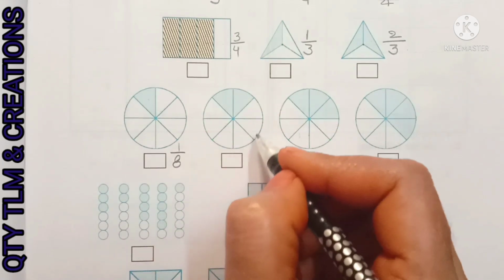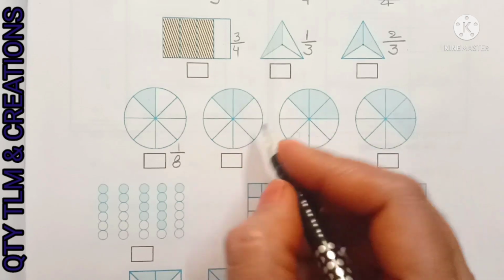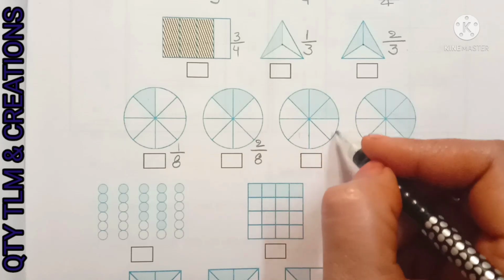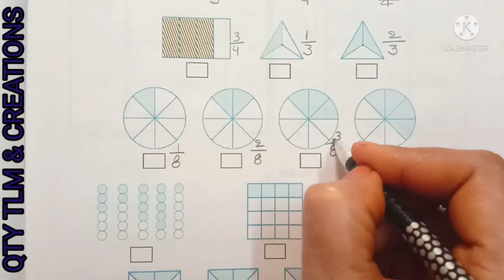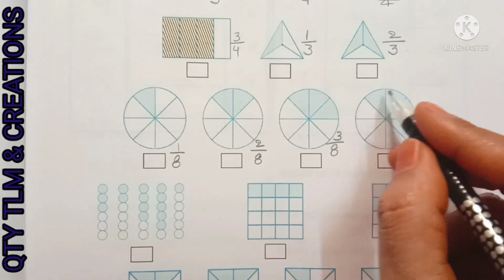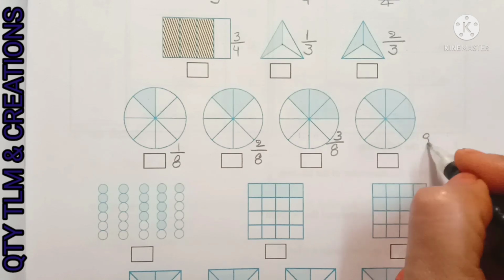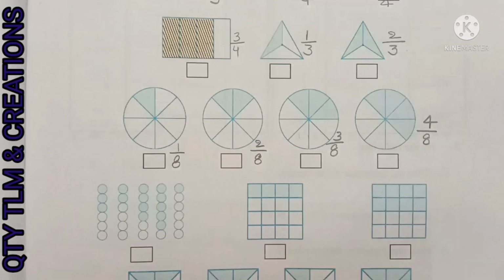This circle is also divided into 8 equal parts and shaded parts are 2. 2 by 8. This circle is also divided into 8 parts. So shaded parts are 3. 3 by 8. This circle has been divided into 8 equal parts. Shaded parts are 4. 4 by 8.